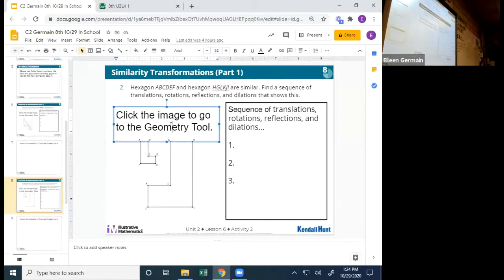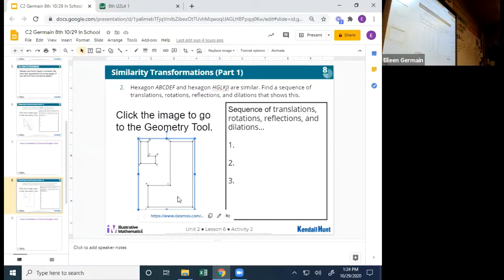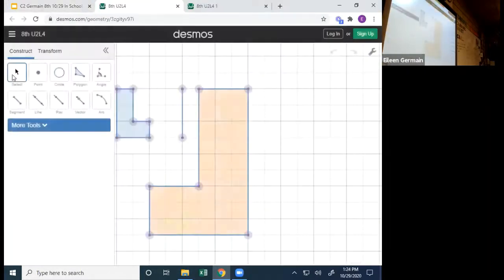You do that by clicking on the image. Let me open up the picture. And we have this guy here. So we're going from the blue one to the orange one.